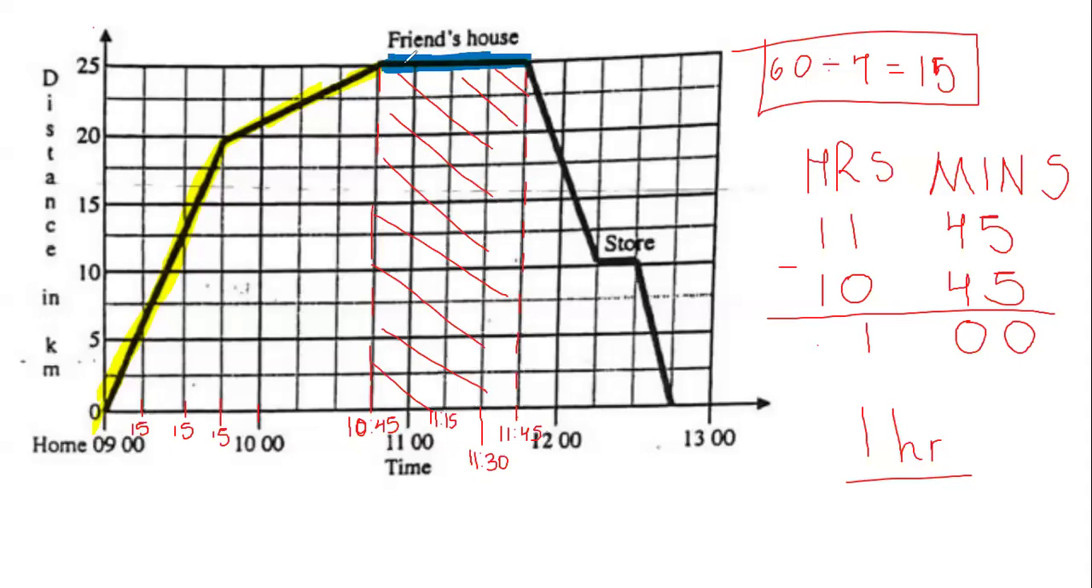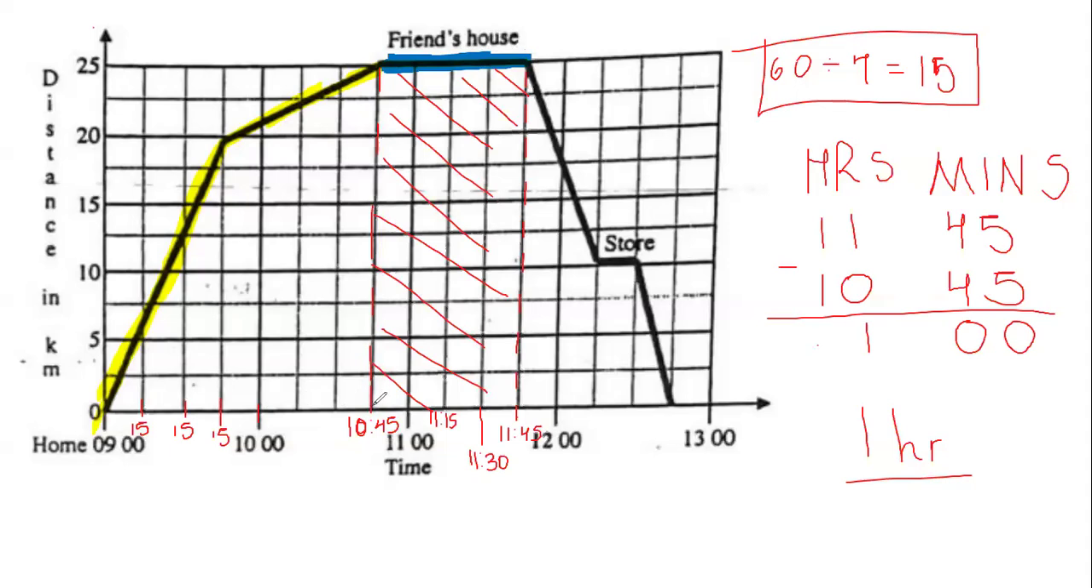Okay, good. So you understand that the straight line, or the horizontal line, means rest. So that means he's resting at his friend's house. He's not moving. He arrived at his friend's house at what time? This is 10 o'clock. This is 10:15. This is 10:30. This is 10:45. So what time did he arrive at his friend's house? Leah.